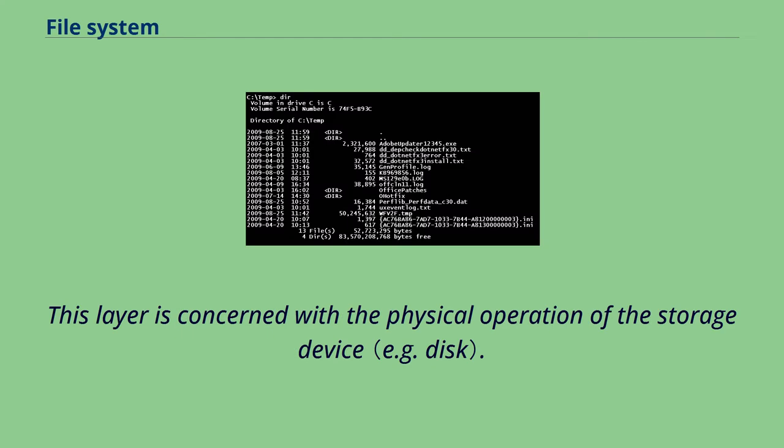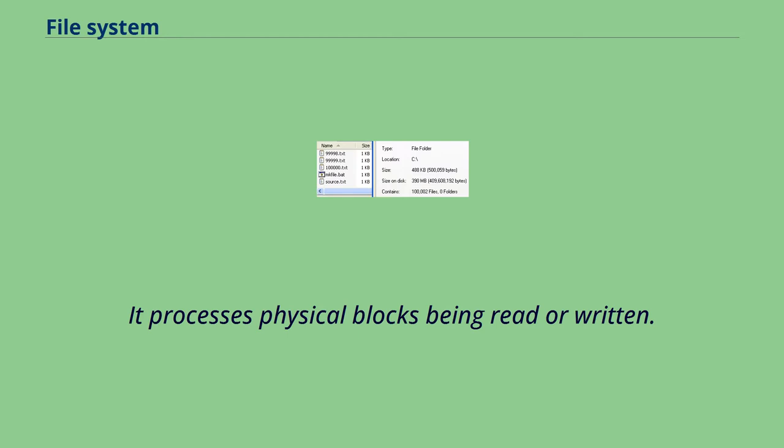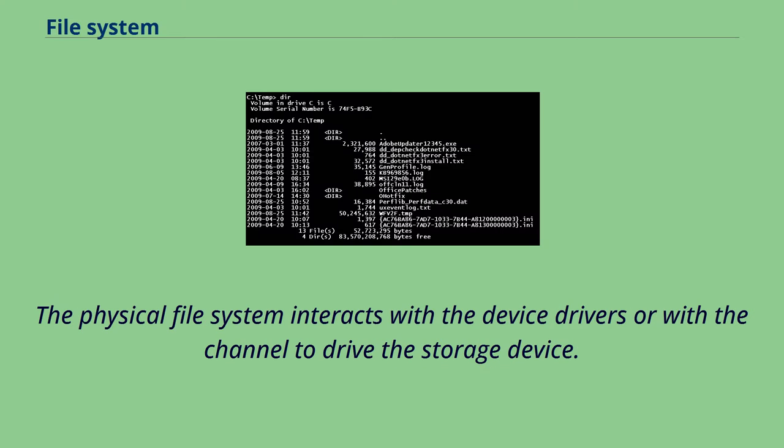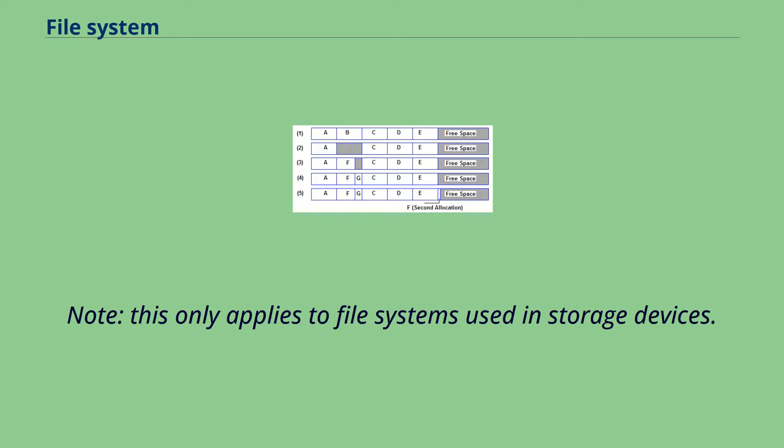This layer is concerned with the physical operation of the storage device. It processes physical blocks being read or written. It handles buffering and memory management and is responsible for the physical placement of blocks in specific locations on the storage medium. The physical file system interacts with the device drivers or with the channel to drive the storage device. Note, this only applies to file systems used in storage devices.